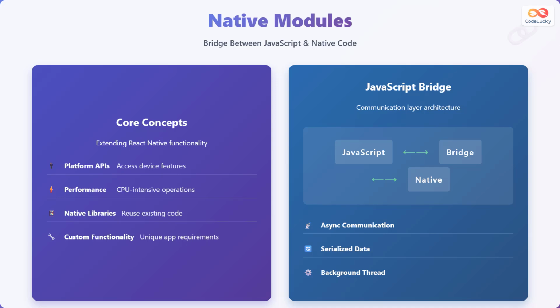This bridge architecture enables access to platform-specific APIs like camera, GPS, sensors, or third-party SDKs. Native modules are essential for CPU-intensive operations that need better performance than JavaScript can provide. The communication between JavaScript and native code happens asynchronously through a serialized message system, ensuring the main UI thread remains responsive. Understanding native modules is crucial for building feature-rich applications that fully utilize mobile device capabilities while maintaining the development efficiency of React Native.